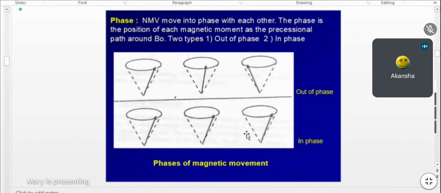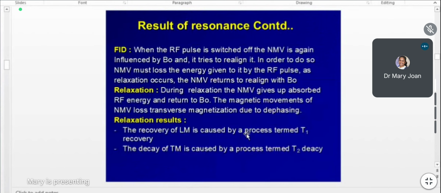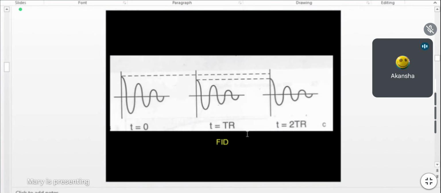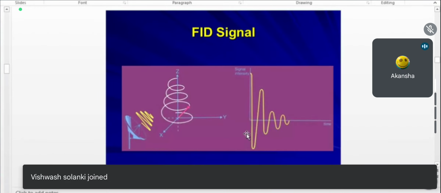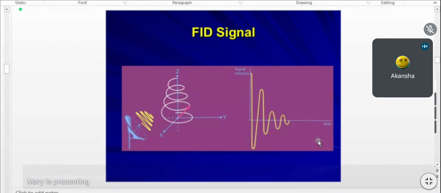Ma'am, my question is, if we want T1 weighted, then we have to apply short TE and short TR. So at a time, we can acquire only a T1 weighted image, not T2 or proton density.